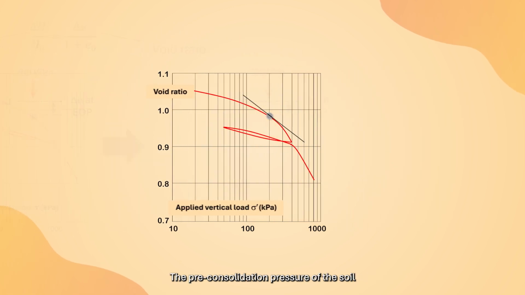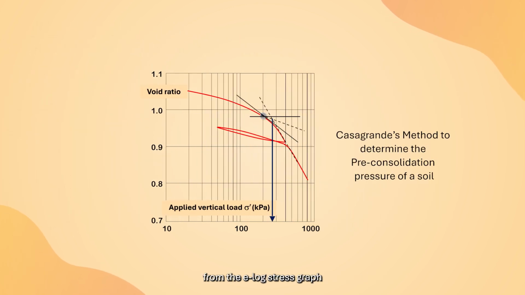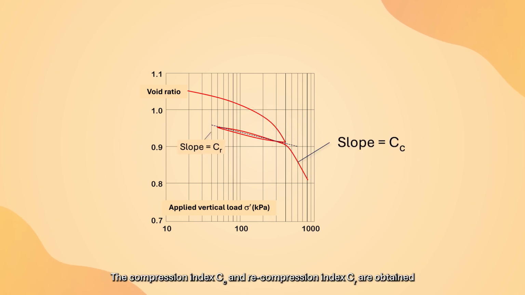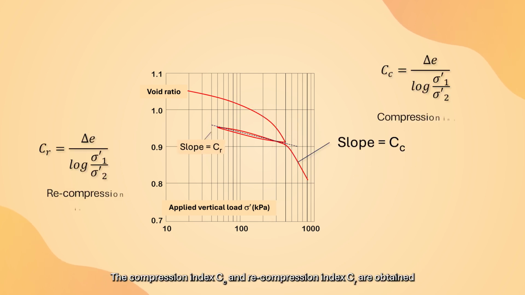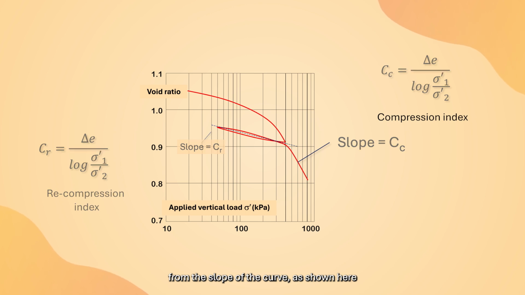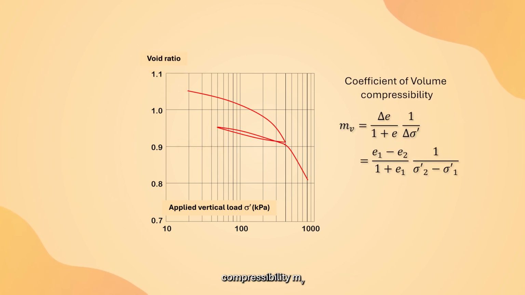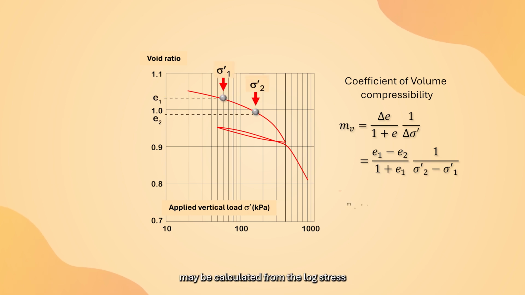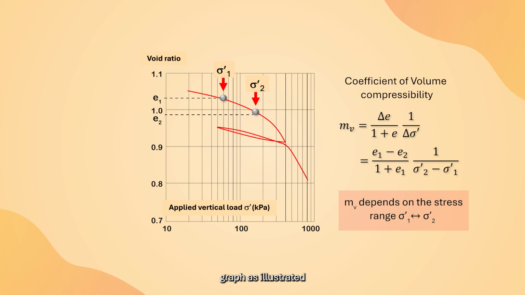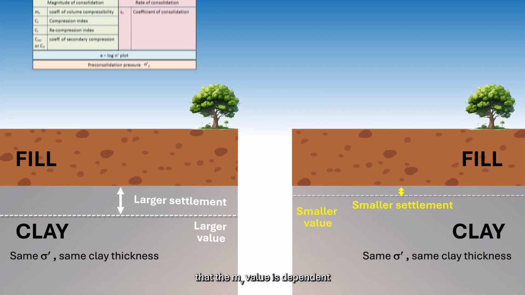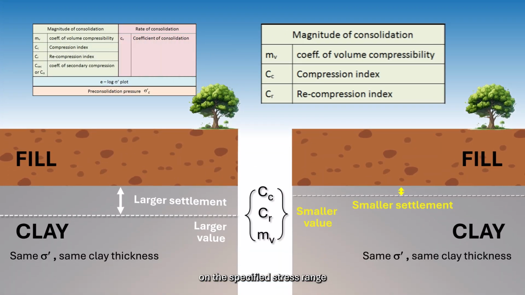The pre-consolidation pressure of soil may be estimated from the e-log stress graph by Casagrande's method. The compression index CC and recompression index CR are obtained from the slope of the curve as shown here. Lastly, the coefficient of volume compressibility MV under a specified stress range from sigma 1' to sigma 2' may be calculated from the e-log stress graph as illustrated. You must be aware that the MV value is dependent on the specified stress range.